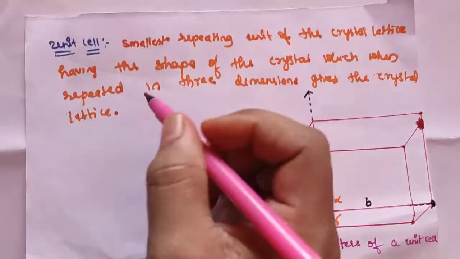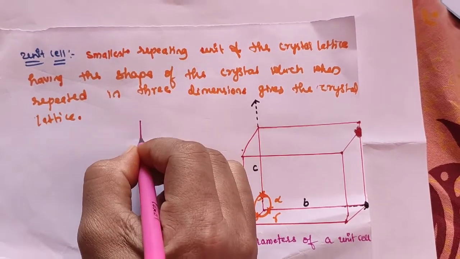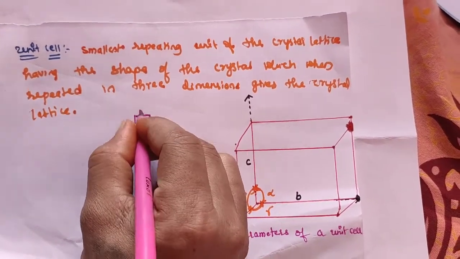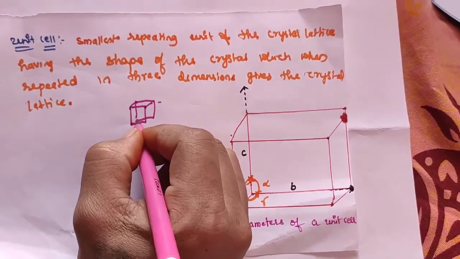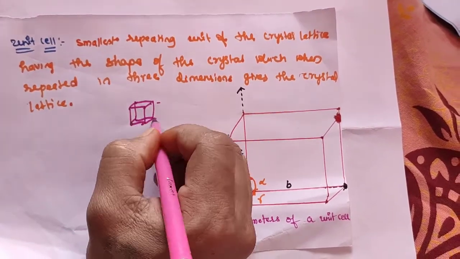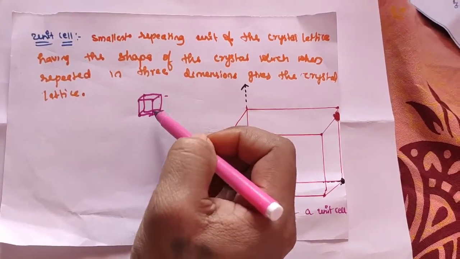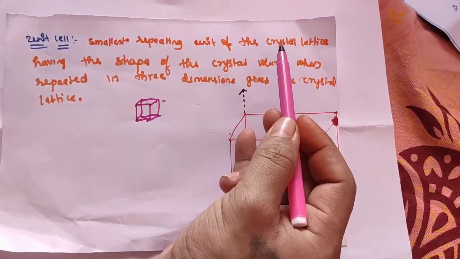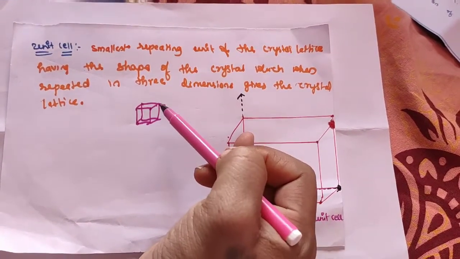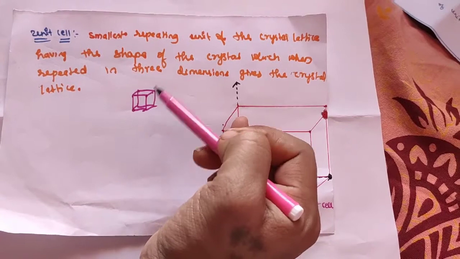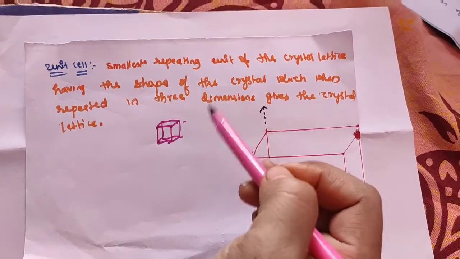So you define this unit cell as follows: if you take a 3-dimensional crystal lattice, in that crystal lattice the smallest repeating unit is called the unit cell. This unit cell has the shape of the crystal which, when repeated in 3 dimensions, gives the crystal lattice.